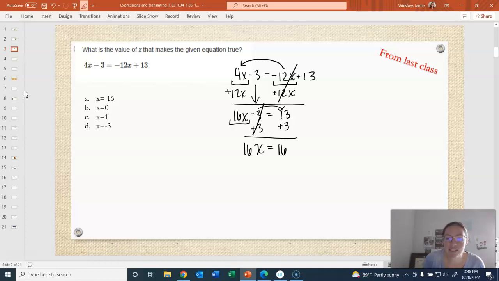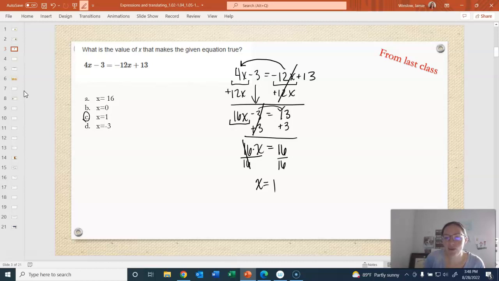Last step here, this is 16 times x. So the inverse or the opposite operation of multiplication is division. So we'll divide 16 on both sides. Remember, whatever you do to one side, you have to do it to the other. So x equals 1. And here's our answer.